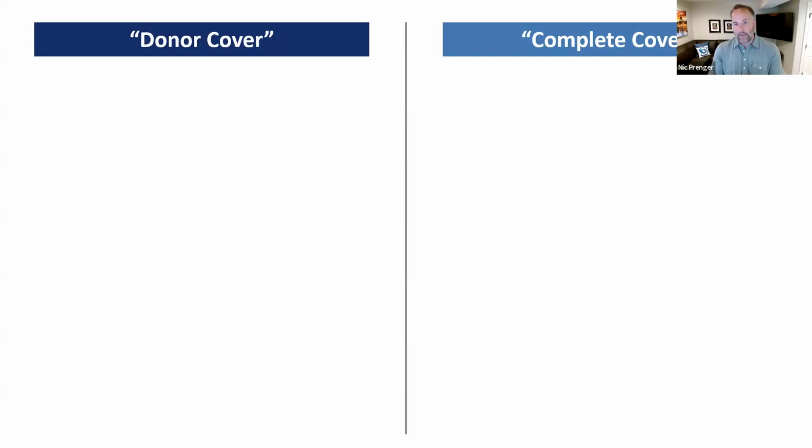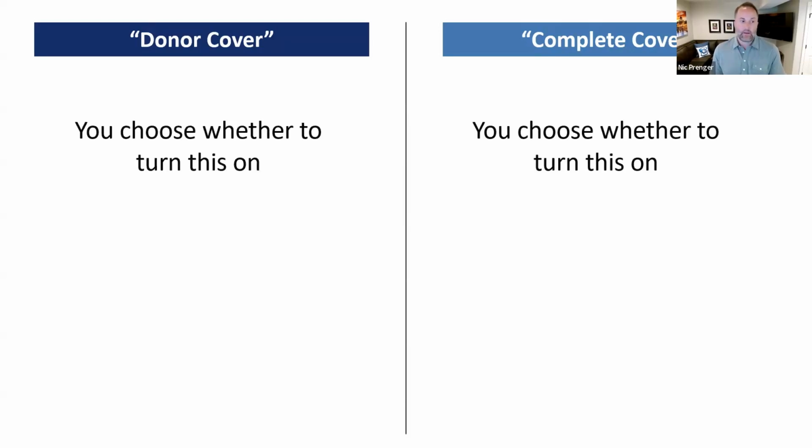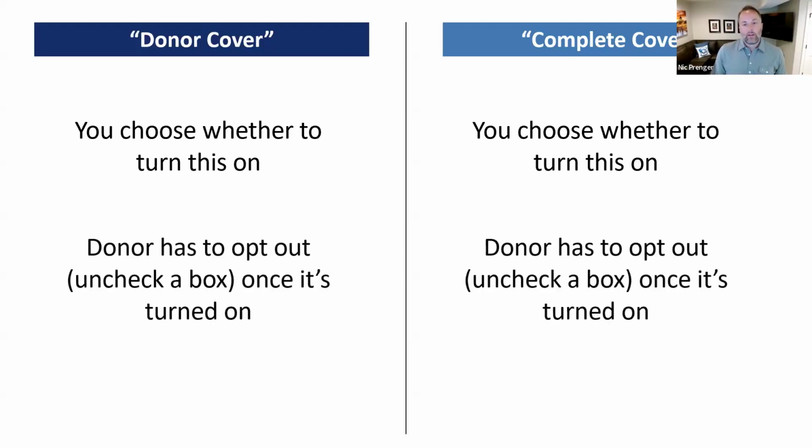There are two options from Blackbaud as I understand it. There's donor cover and there's complete cover. In both cases, you choose whether to turn it on. Lauren, this is at the form level, right? If I'm an organization, I can set up one form with nothing. I can set up one form and turn on donor cover. I can set another form and turn on complete cover. Correct. So you are in charge. None of this is forced on you. You get all the control.